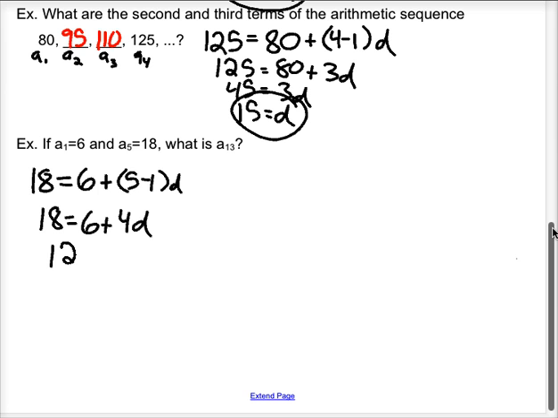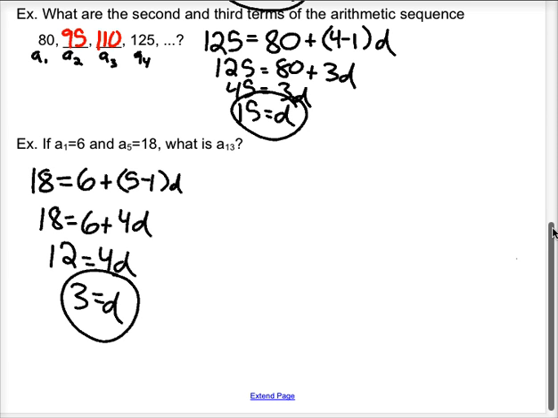Hopefully we know how to solve these. Subtract 6 from both sides. Divide by 4. So we're getting a common difference of 3. Okay, so now we have that common difference. But this time, we're not looking for one of the missing terms within that range. We're looking for a future term.